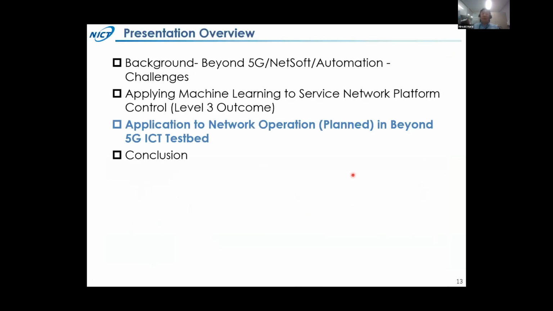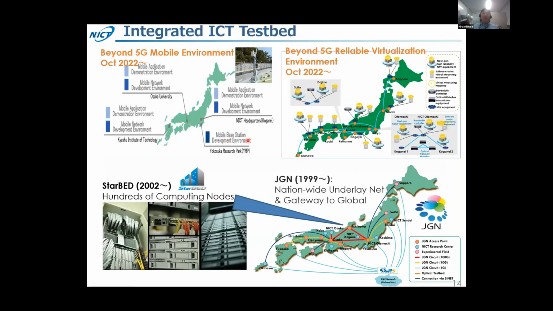Next, I'll talk about application to the network operation. NICT operates an open network testbed for R&D purposes. You may know JGN. This is one of the testbeds that we operate, managed by Nagano-san. Since last October, NICT launched the Beyond 5G Reliable Virtualization Environment. I'll present this feature.